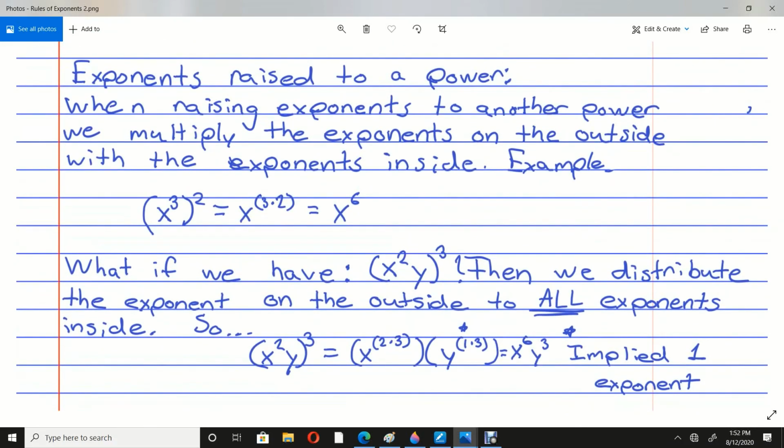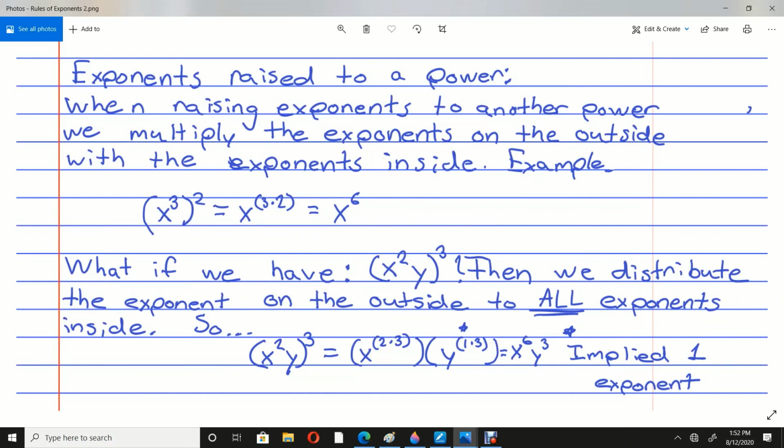Exponents raised to a power. So this is going to be a new rule. When raising exponents to another power, and we're going to get into this in the lessons if we haven't already, we multiply the exponents on the outside of the parentheses with the exponents on the inside. So we multiply the exponent outside with the exponent on the inside.